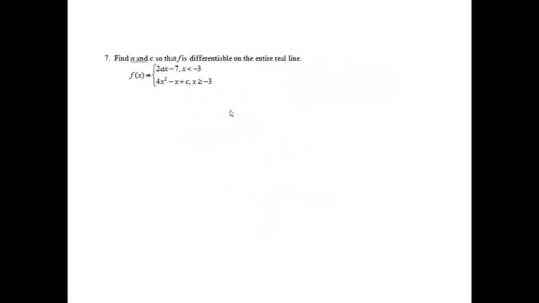Number 7, find a and c so that f is differentiable on the entire line. There are two parts to this problem that we need to take into consideration. If something is differentiable, first of all, it has to be continuous in order for that to happen. So I'm going to work with continuity first. If a function is continuous, the limit as x approaches negative 3 from the left must equal the limit as x approaches negative 3 from the right. So that's the first thing that I'm going to tackle.